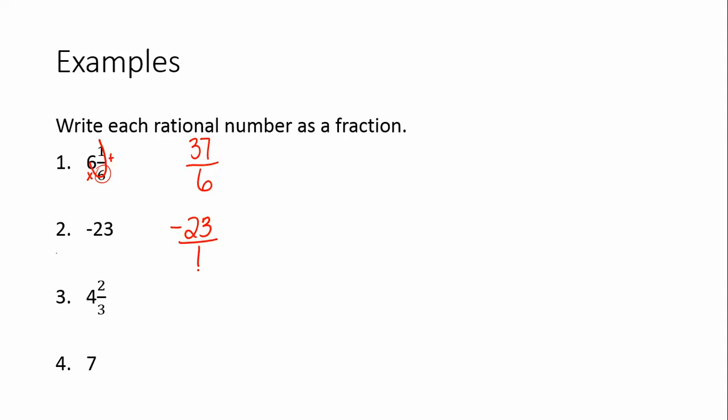Again, we have a mixed number, 4 2/3, so we want to write it as an improper fraction. 4 times 3 is 12, plus 2 is 14, and we write it over 3. 7, a whole number, we just put it over 1. So remember, rational numbers are any numbers that can be written as fractions. We've just looked at 4 examples, and we've written them all as fractions.